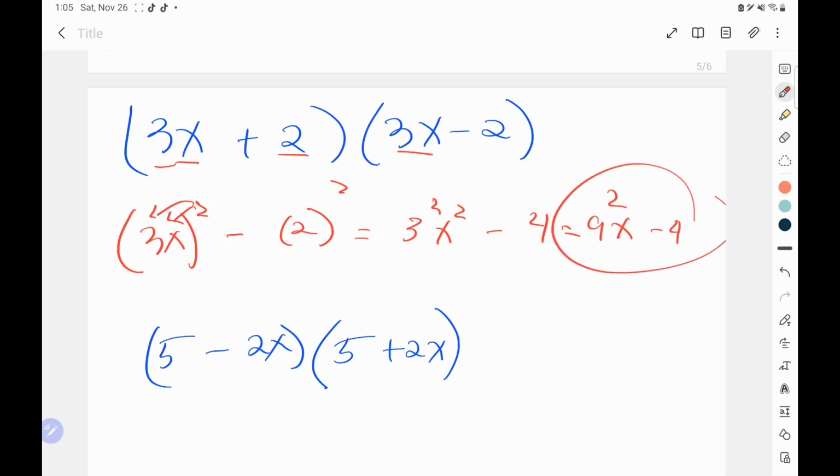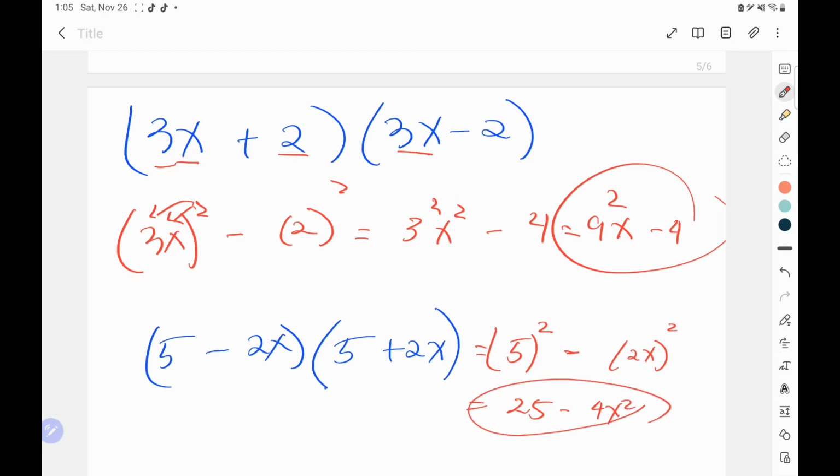Let's go to the next question. So it should be 5 squared, because I squared the first term, and then square the last term. And then we just have to put minus in between, and then simplify. 5 squared is 25, and then minus 4x squared. This kind of solution only works for sum and difference of binomials. The story changes when it becomes squaring binomials.